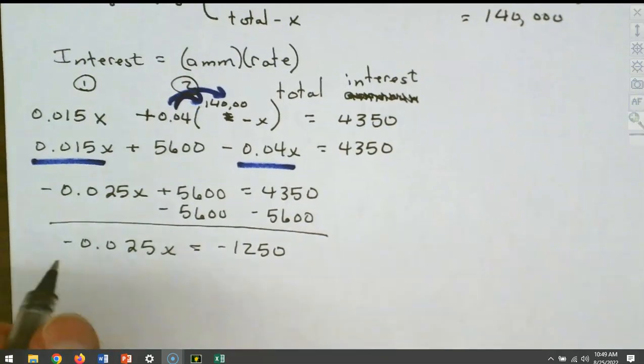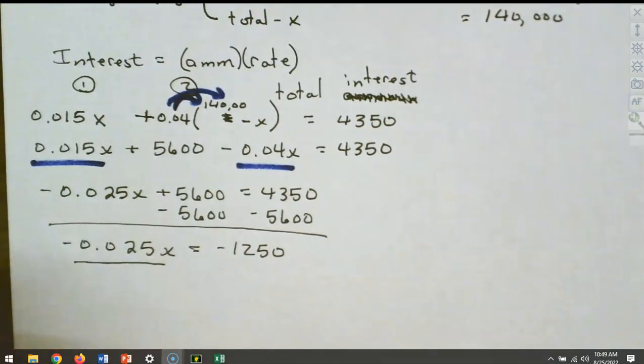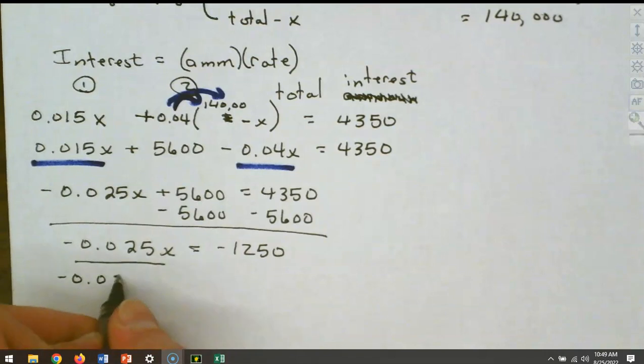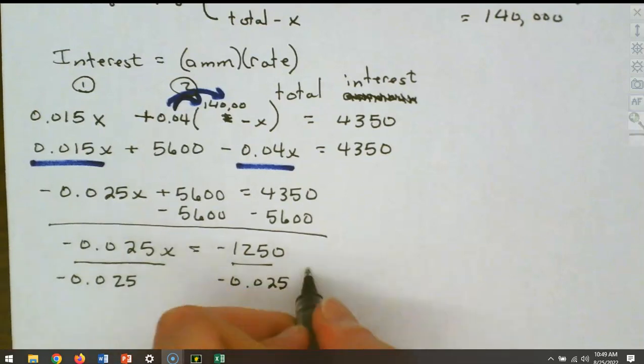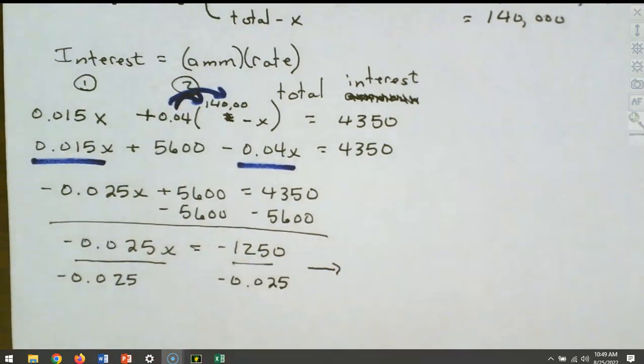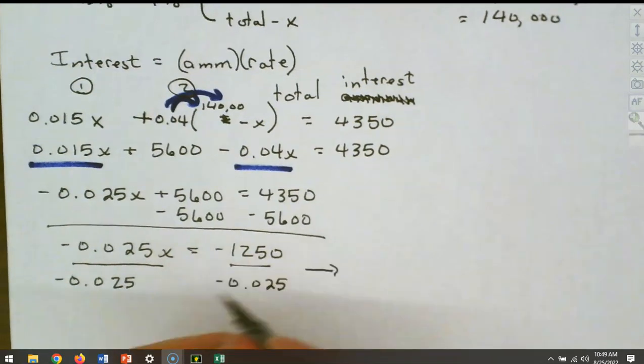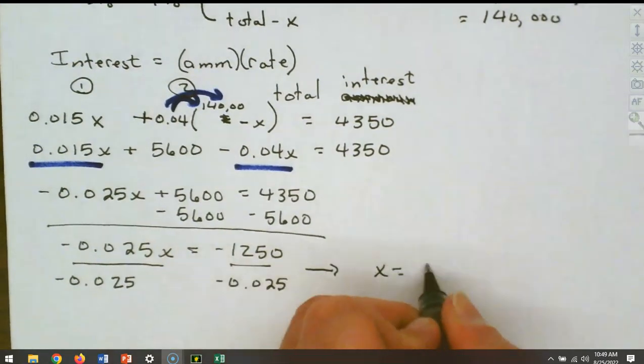We're going to divide. And what happens when we take a negative divided by a negative again? It's going to make it positive, isn't it? And what does that come out to give us now? That comes out to give us now, x is going to be the 50,000.